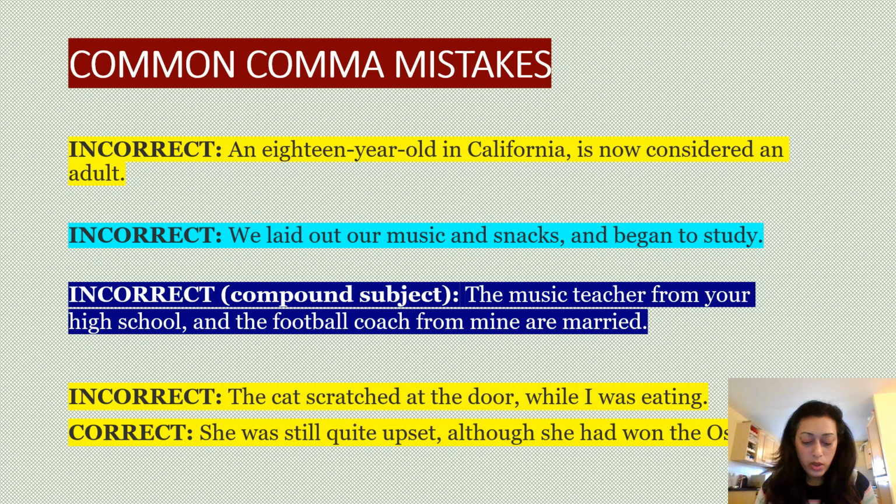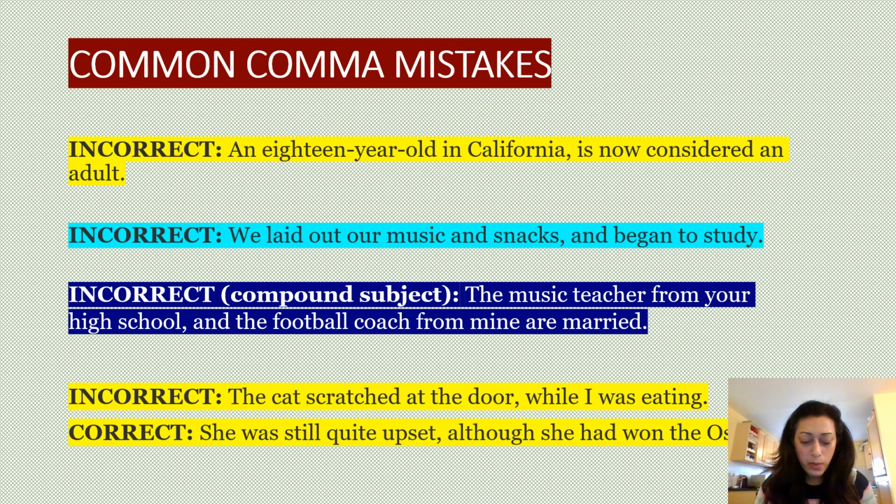Second, don't put a comma between the two verbs or verb phrases. For example, it would be incorrect to say, "We laid out our music, and snacks and began to study," because we are already using "and," so we don't need to use a comma.